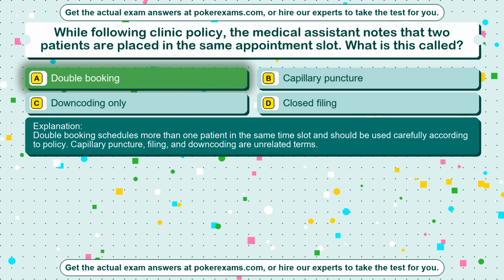Double booking schedules more than one patient in the same time slot and should be used carefully according to policy. Capillary puncture, filing, and downcoding are unrelated terms.